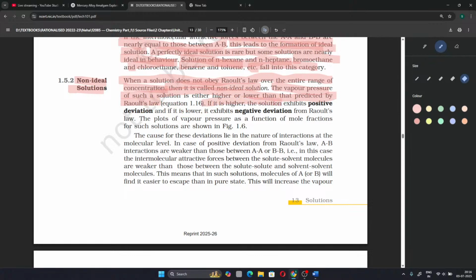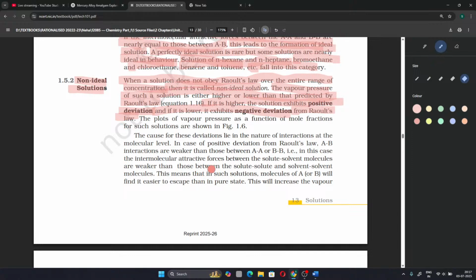If the vapor pressure is higher, the solution exhibits a positive deviation. If it is lower, it exhibits a negative deviation from Raoult's law. This is understandable and obvious. If the total vapor pressure of the solution is more than what we expected, it is called positive deviation, where it is increasing from our expectations. And when it is exhibiting a lower vapor pressure than expected, then it is showing negative deviation.